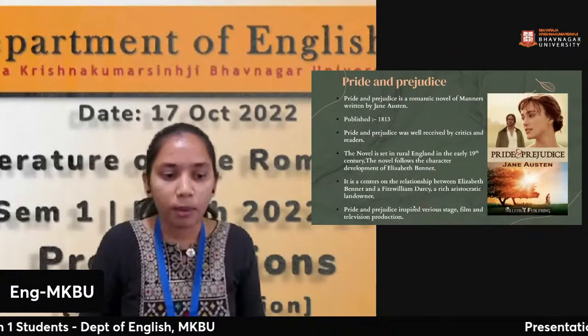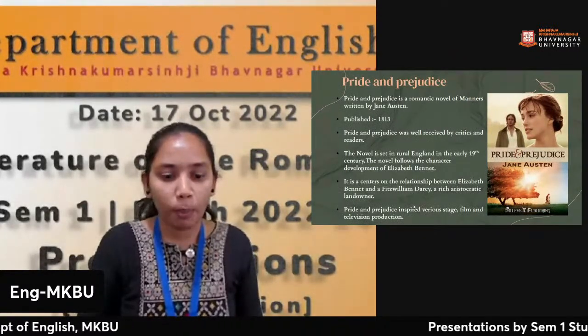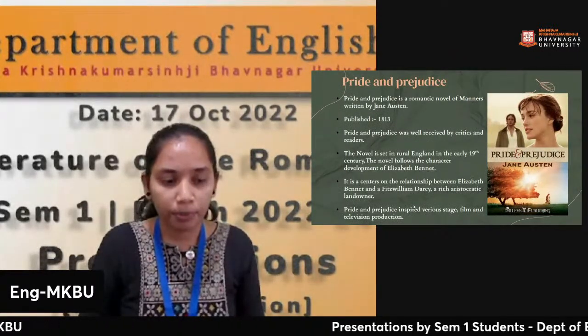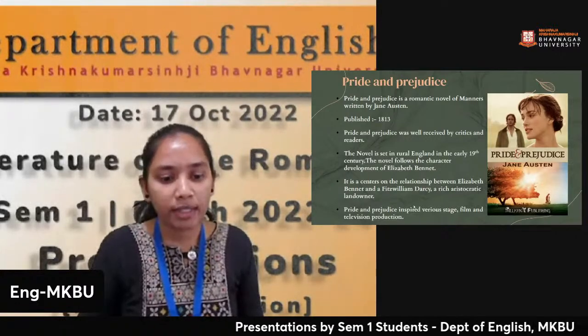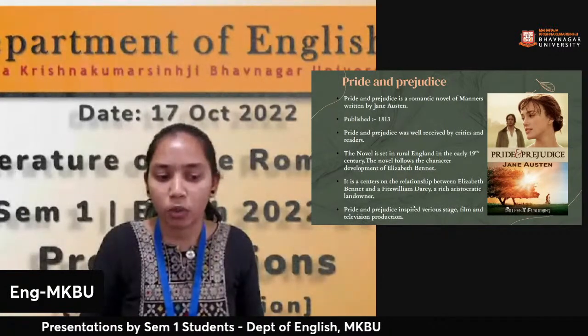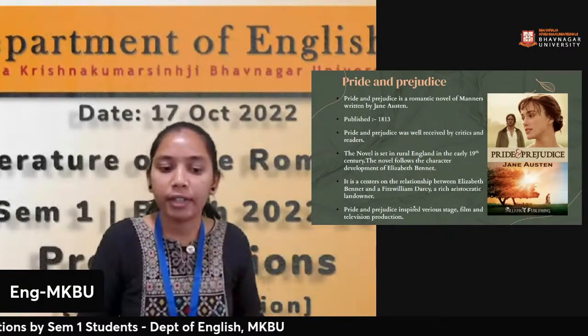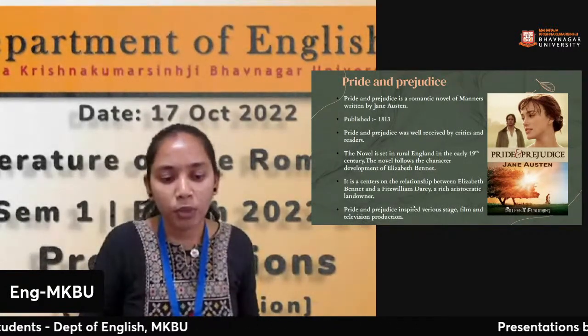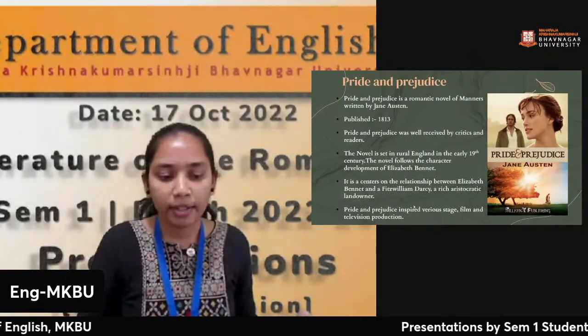Second is Pride and Prejudice. It is also part of our study. Pride and Prejudice is a romantic novel of manners written by Jane Austen. It was published in 1830. Pride and Prejudice was well received by critics and also readers.